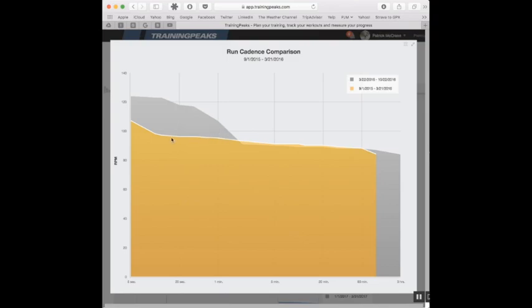You can see that when I'm running later in the year, my cadence is definitely lower. I'm not doing these interval type runs. It tends to be more consistent, but then my cadence does overlap quite a bit between racing and training at the end of the day at that longer hour mark.